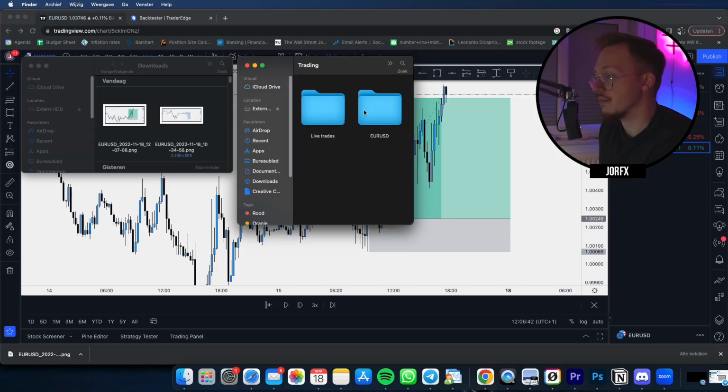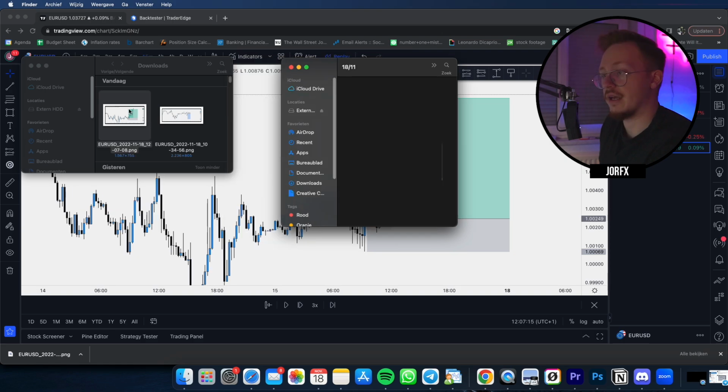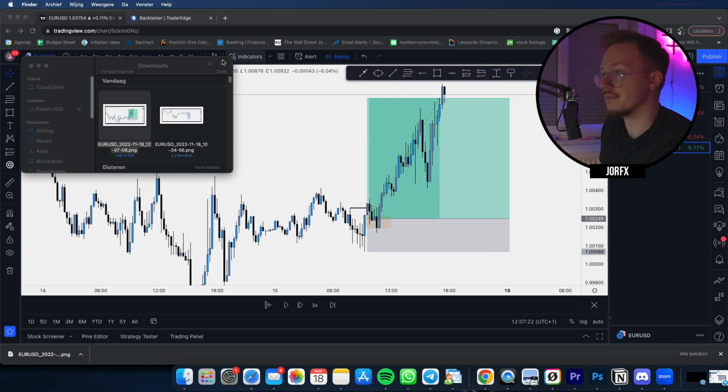So as you can see, trading. Then you have your live trades and you have your backtesting trades. So this is my backtesting trades for Euro USD. We are the 18th of November. And then you just simply put in your trades that you backtested. Like this. Okay, these can go to the side.